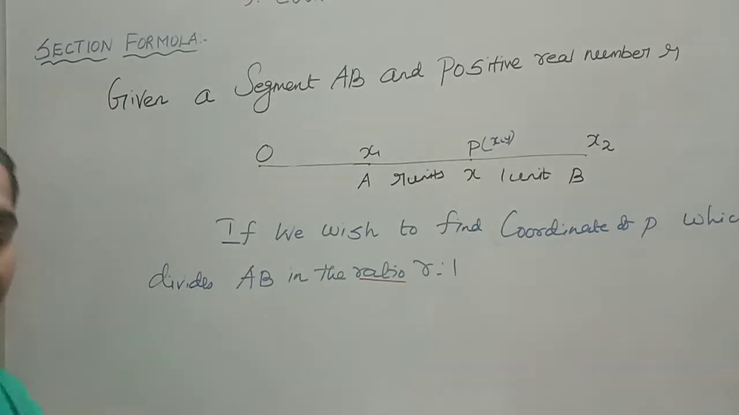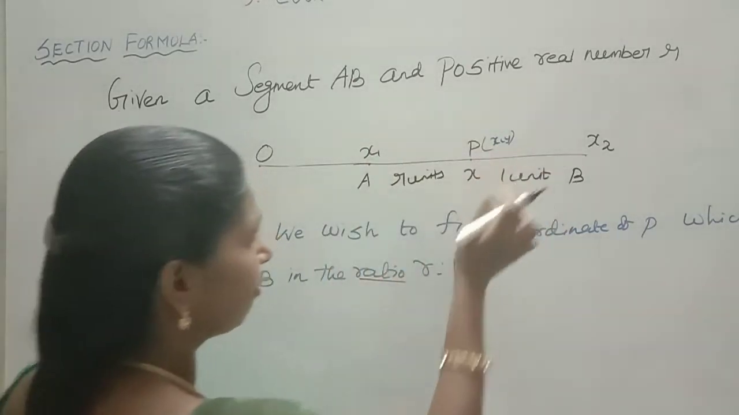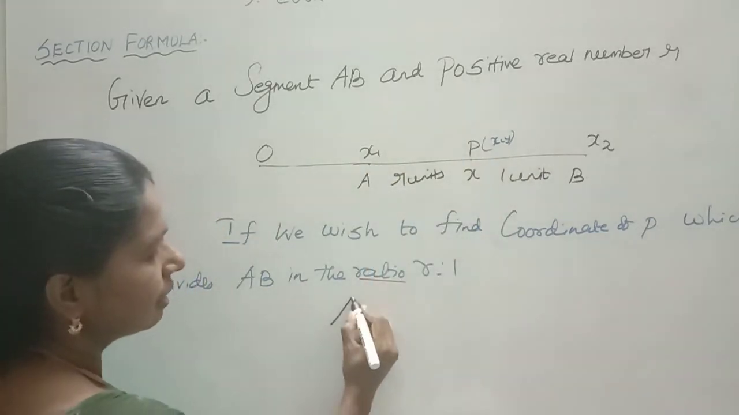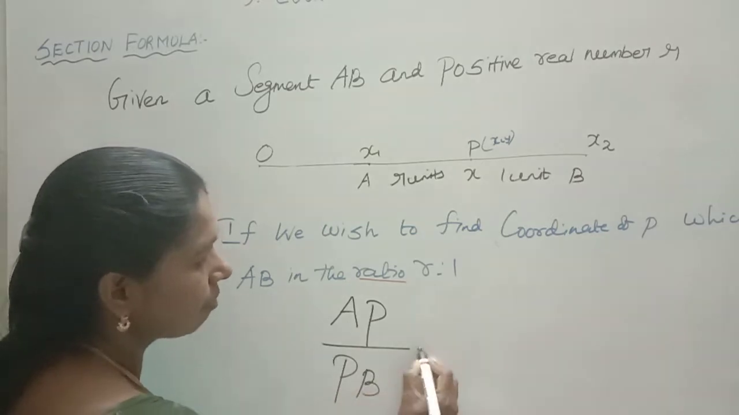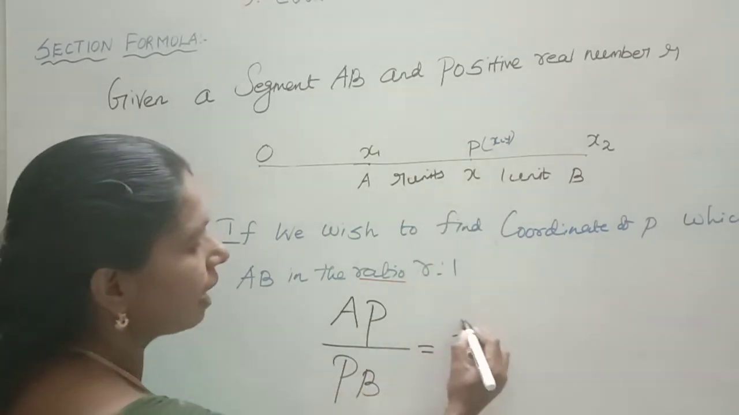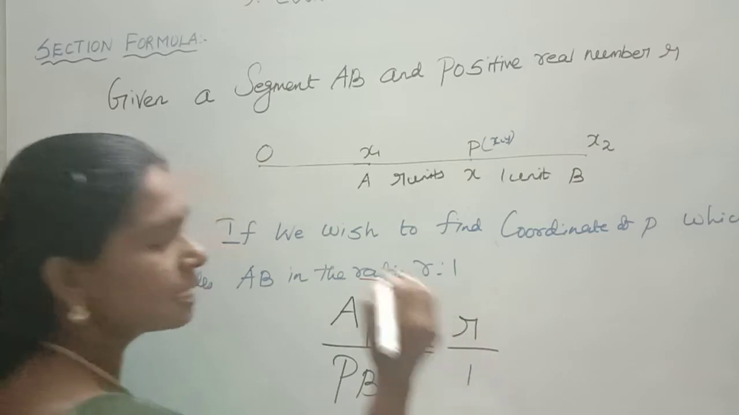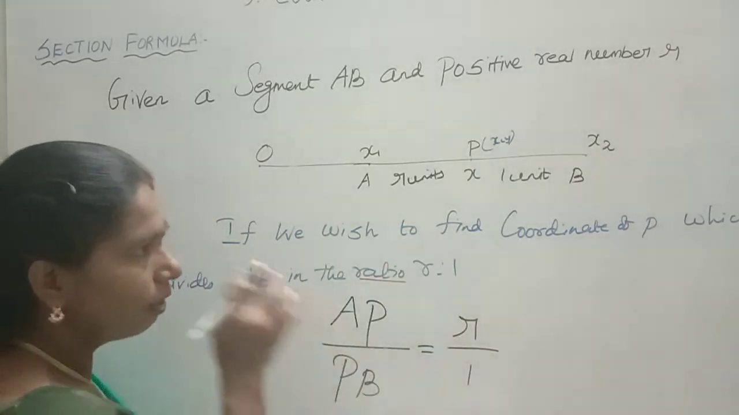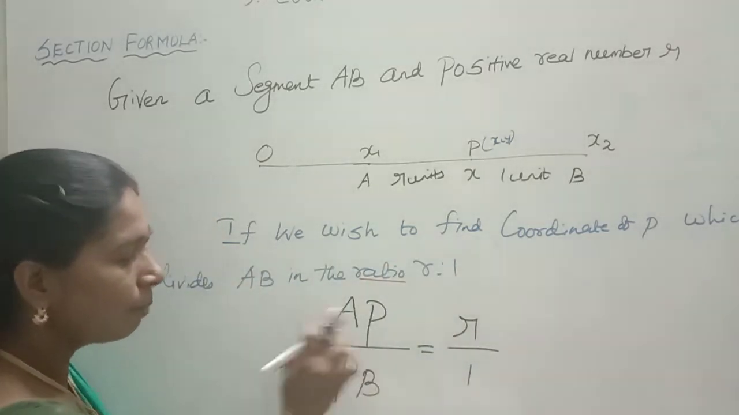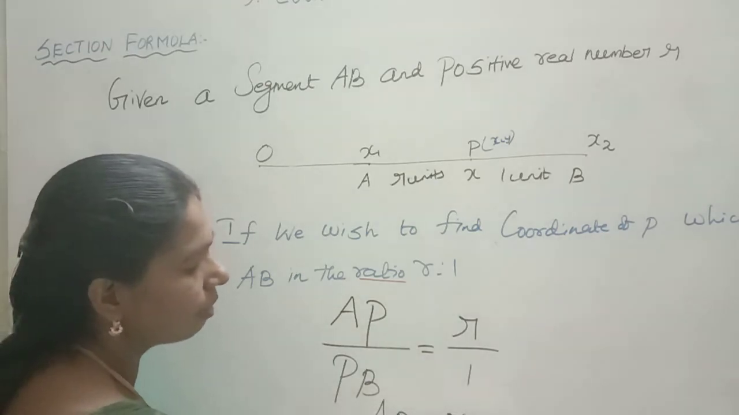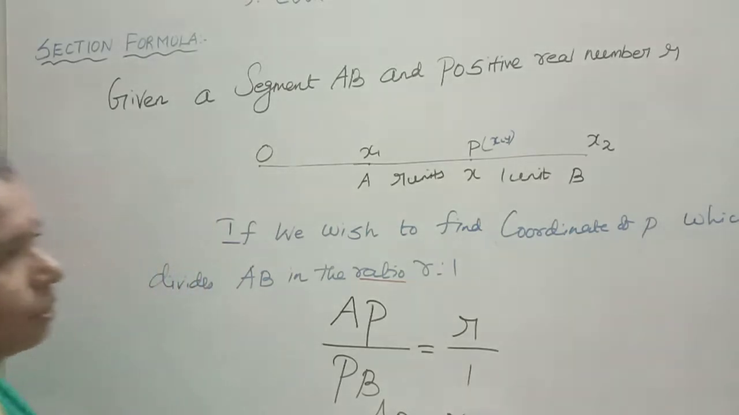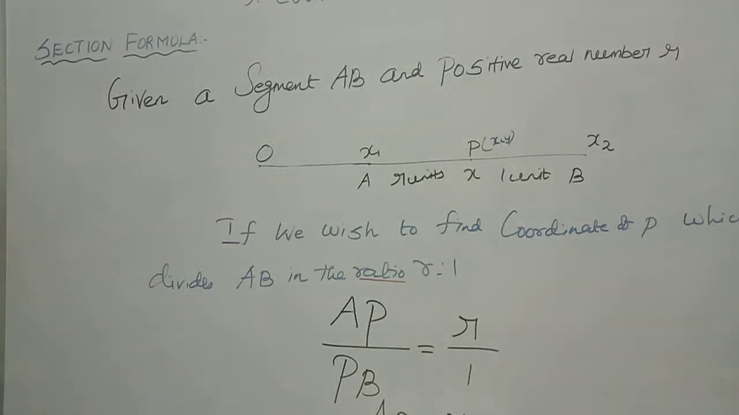The ratio can be written in fraction form. This can be written as AP by BP equal to r by 1. AP has r and BP has 1. This is the ratio of dividing. Now I am going to cross multiply: AP equal to r of BP. In your notebook you write continuously AP equal to r of BP.